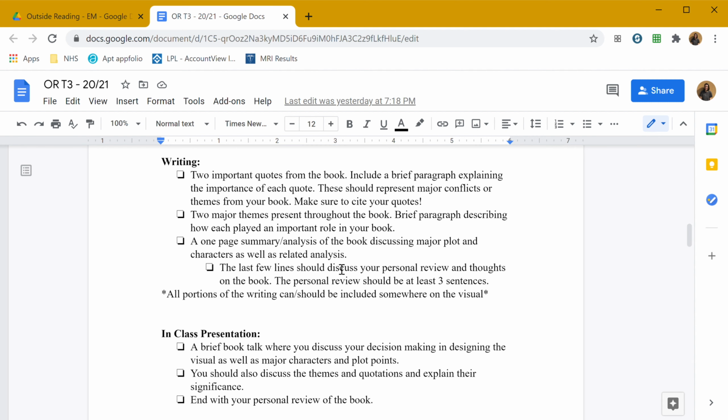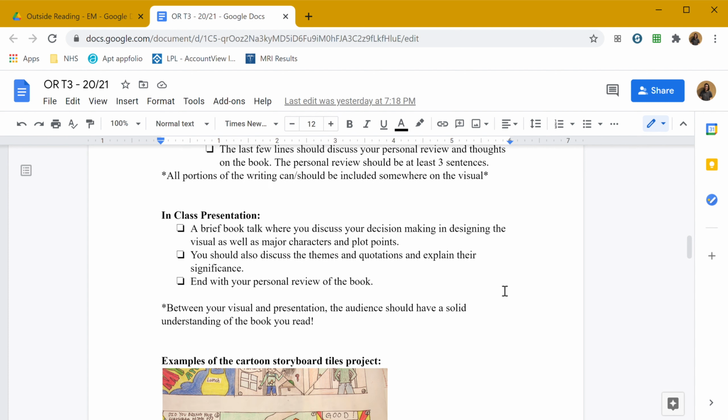And also you should include your personal review at the end. And with the personal review, you're just going to talk about, did you like it? If you did like it, who would you recommend the book to? Maybe even if you didn't like it, who do you think you would recommend the book to? Maybe it's very historically based, and you're not someone who likes history, but you would maybe recommend it to someone who likes historical documents or historical fiction or something like that. So those are the components of the writing, and you can include those on the visual themselves.